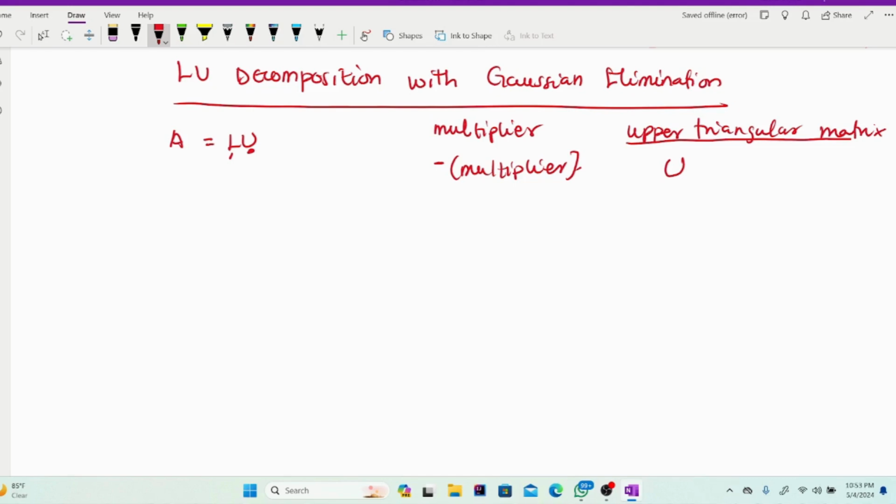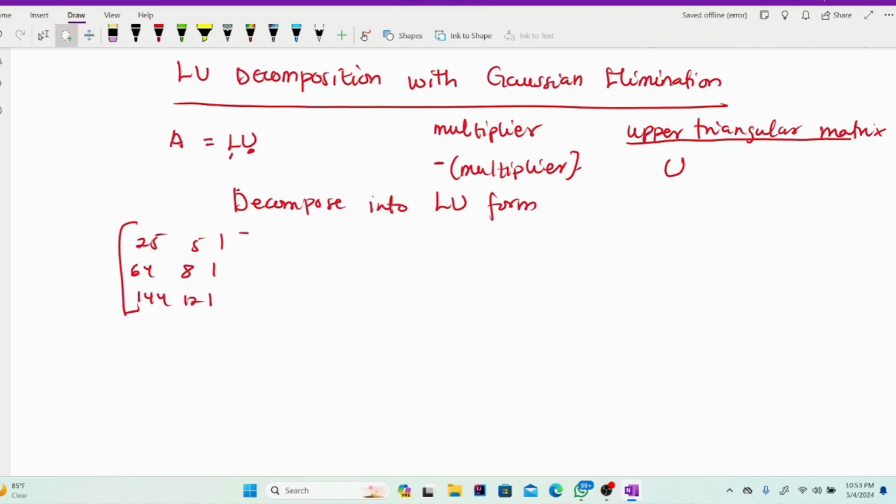So without wasting time, let me give an example so that you see how we can decompose a matrix using the Gaussian elimination method. Decompose into LU form, and the matrix is given as 25, 5, 1; 64, 8, 1; 144, 12, 1. So how do we decompose this?